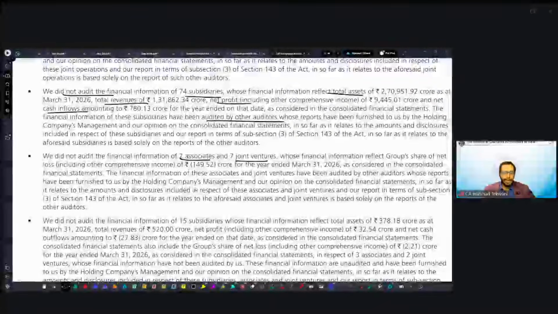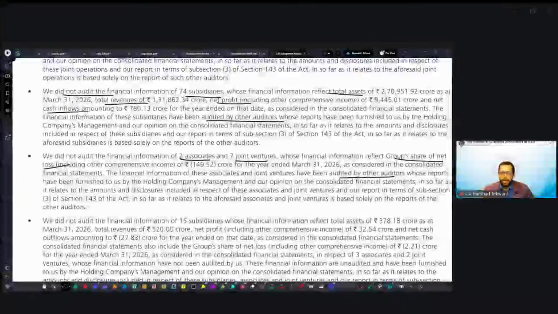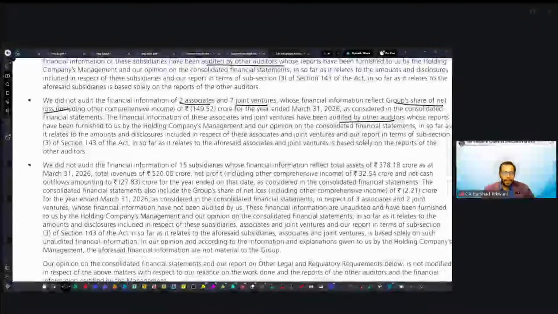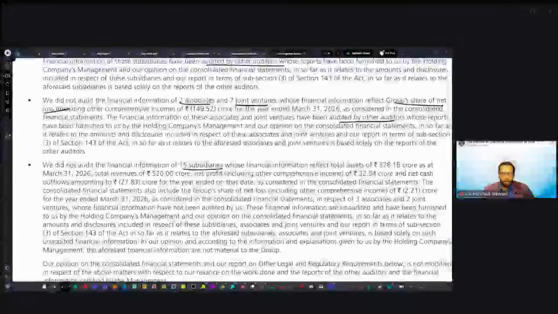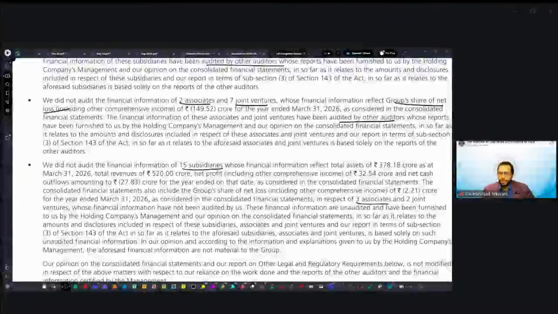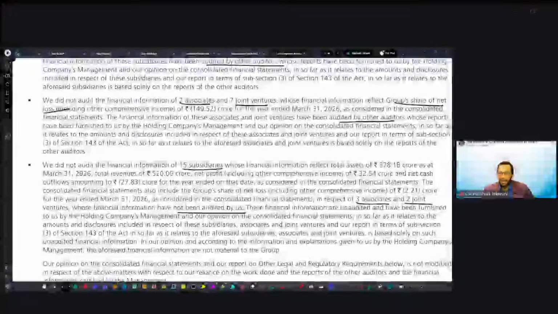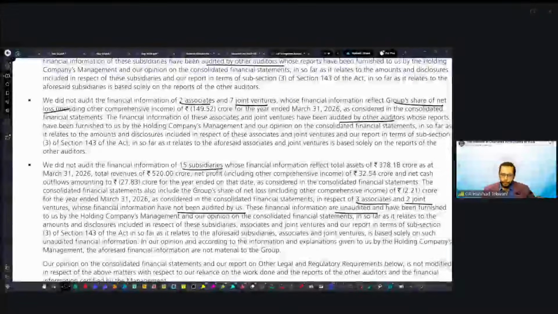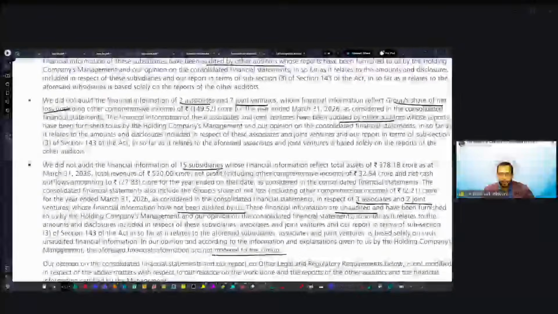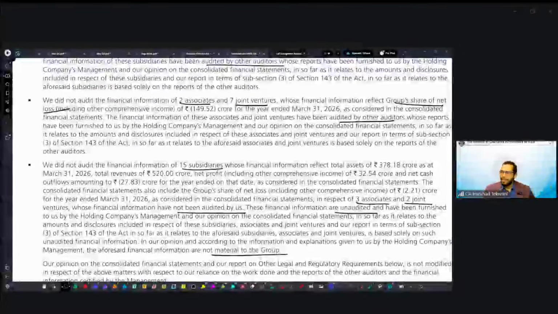So if you see here, there are 35 joint operations, 74 subsidiaries, 2 associates, 7 joint ventures. Basically, these are audited by other auditors, whose share of the net other comprehensive income is included in the consolidated financial statement. Then 15 subsidiaries, plus 3 associates, 2 joint ventures, were not audited by us. Unaudited, report furnished by the management, and they are not material to the group. Similar to what we have seen till now.